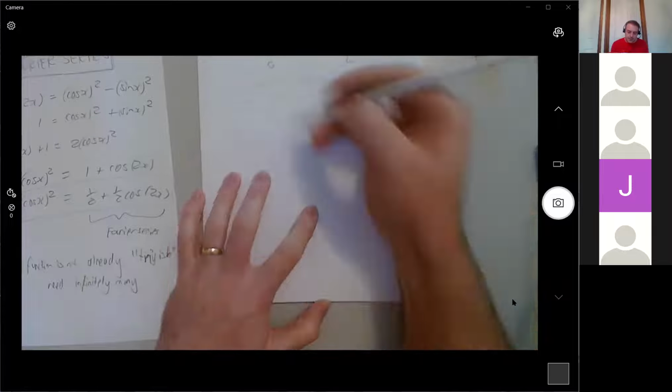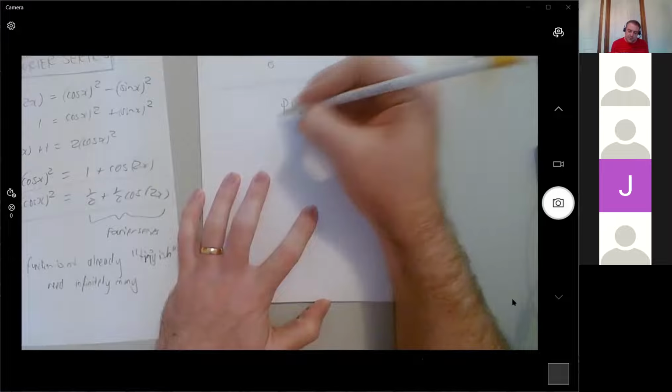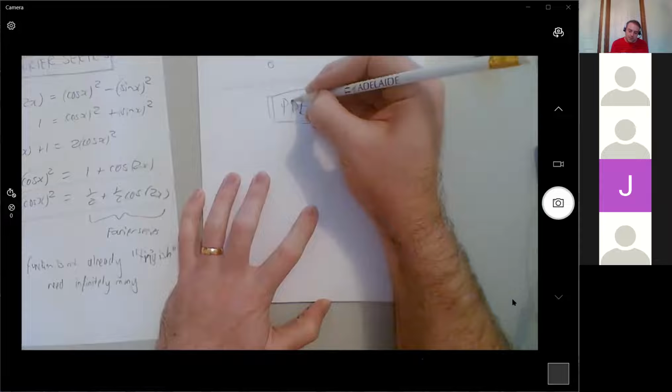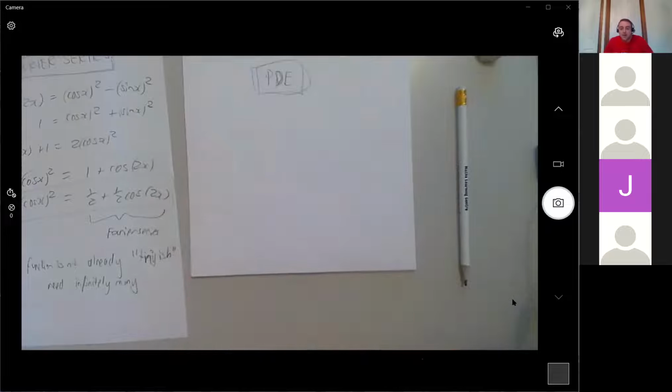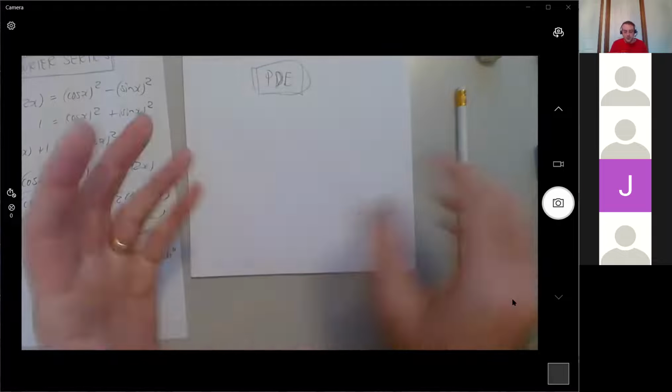Okay, I'm going to do this PDE with separation of variables thing. This is where it turns up, because I've got about an hour to go, and I think it would be useful.